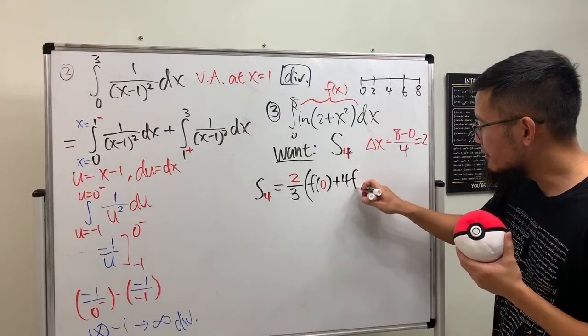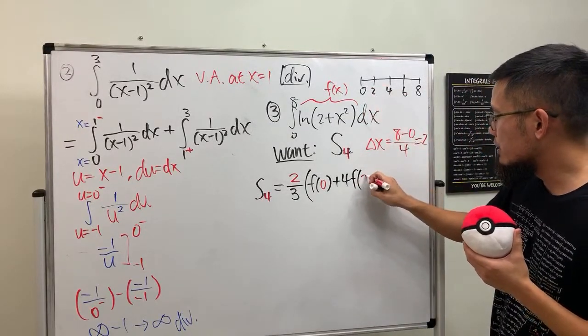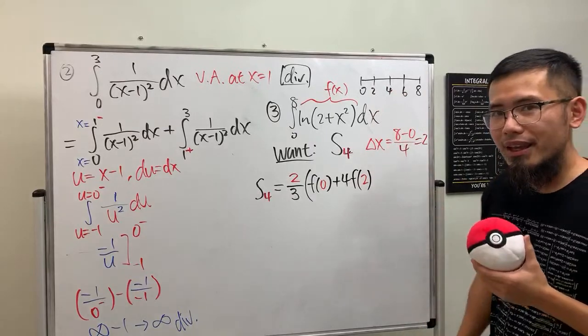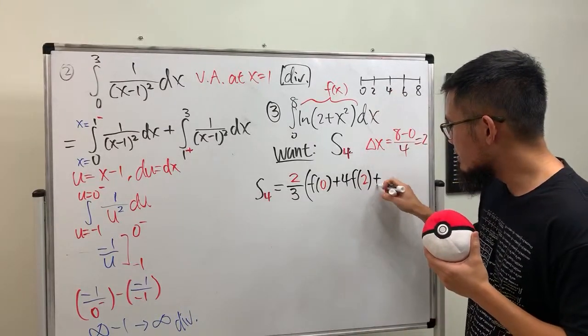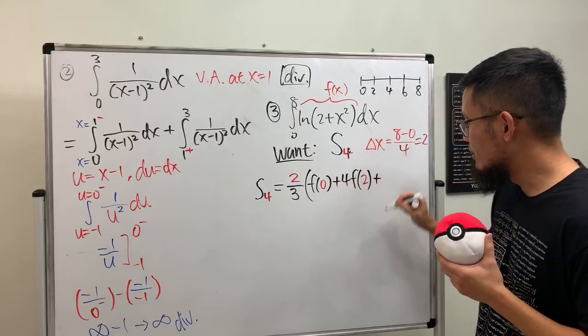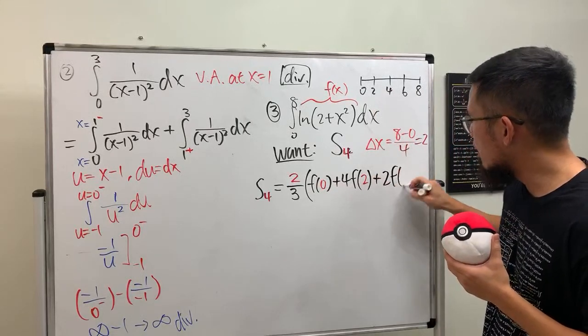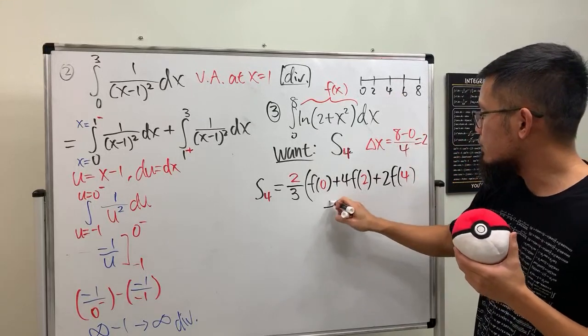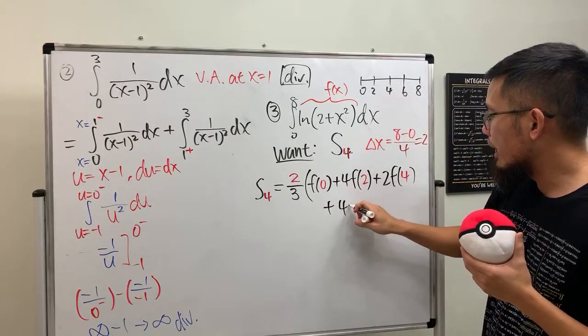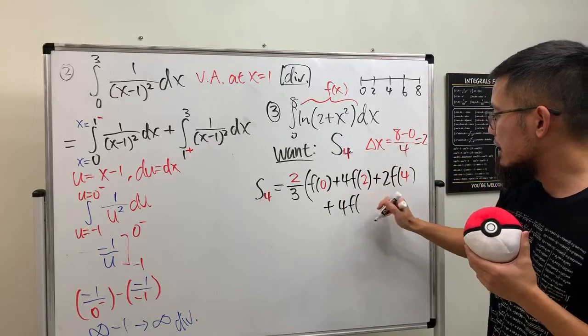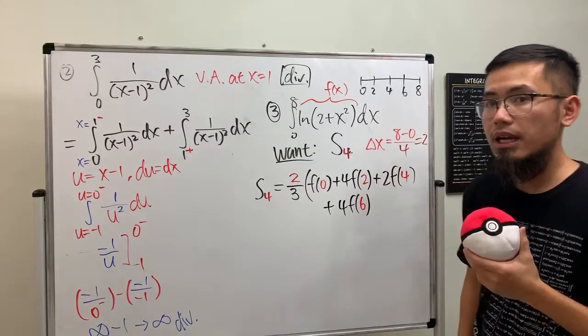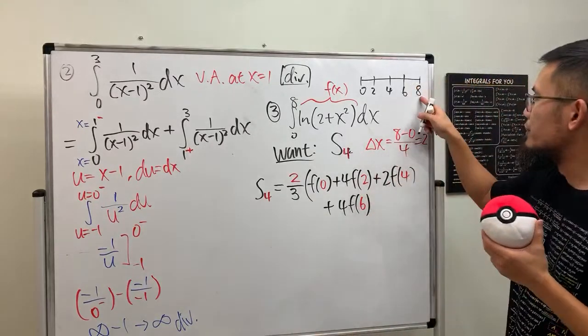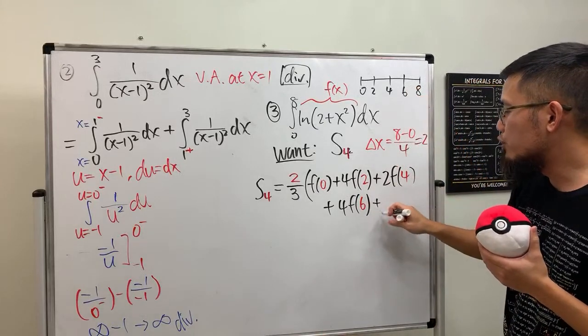4 times f, and then the next value is 2. And then the next coefficient is 2. So you do 2 times f of the next x value, which is 4. And then just continue. The next coefficient is 4, and then the next x value is 6. And lastly, this right here is the last x value. The coefficient is actually just 1.